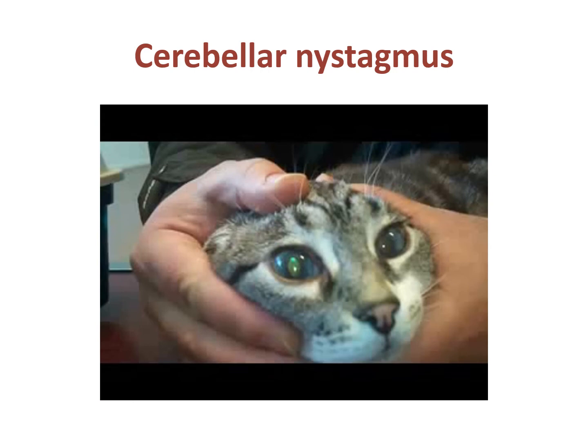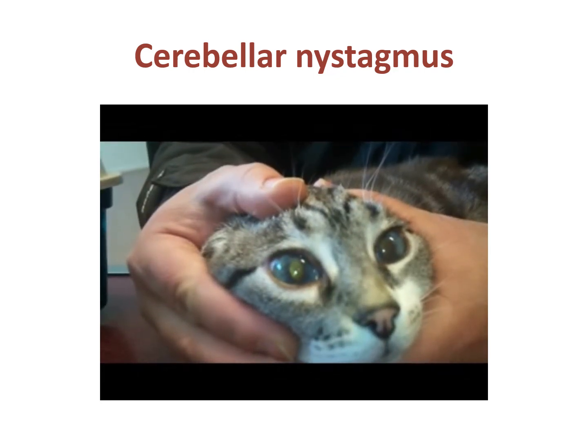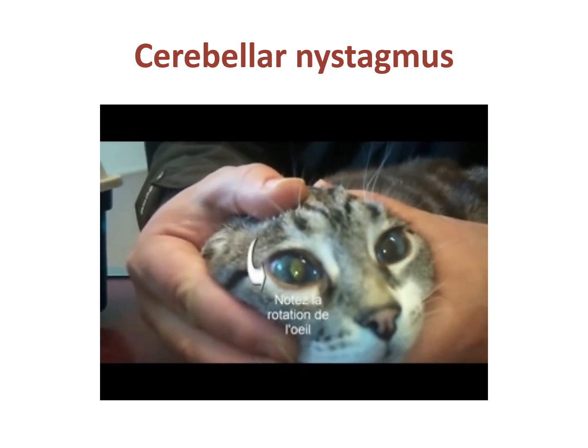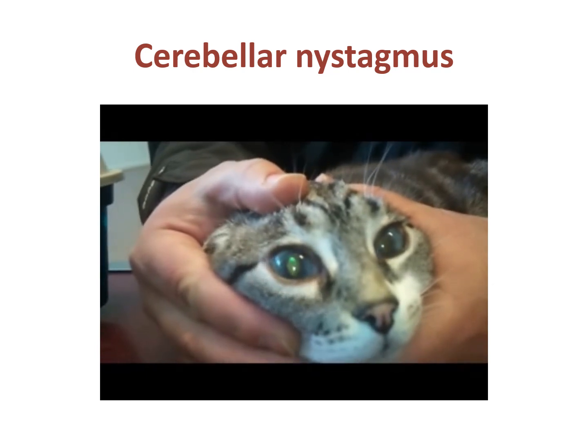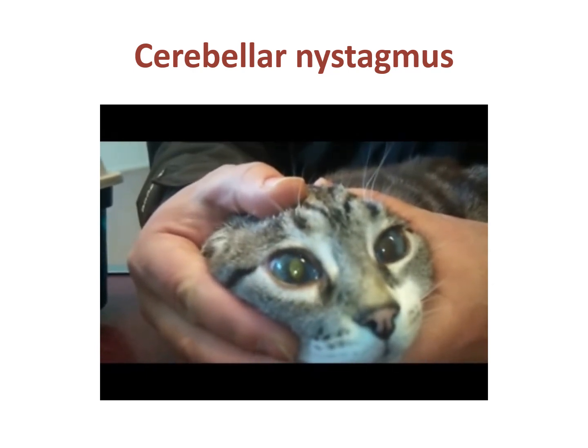In this clip, we're going to look at the eyes of this cat and you will see cerebellar nystagmus. If you look at the eyes, they're flicking sideways constantly. It cannot keep them fixed on a point. They oscillate continuously.